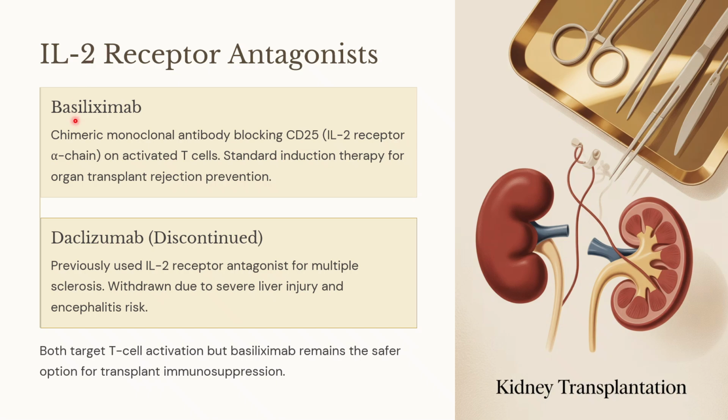Therefore, basiliximab, which is a chimeric monoclonal antibody, will block CD25, which is the interleukin 2 receptor alpha chain on activated T cells. This is a standard induction therapy for organ transplant rejection prevention. Daclizumab is discontinued now, but it was previously used as an interleukin 2 receptor antagonist for multiple sclerosis. But because of encephalitis risk and severe liver injury, it is discontinued now.